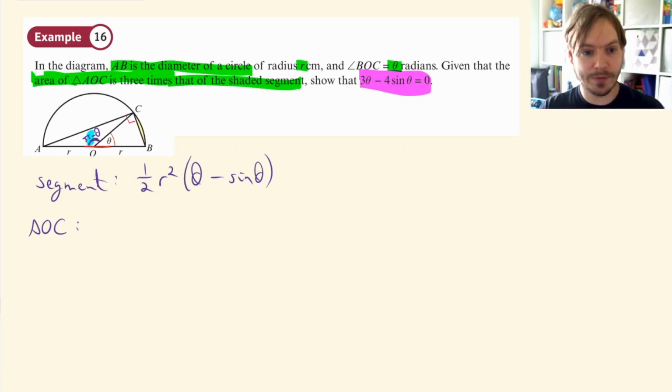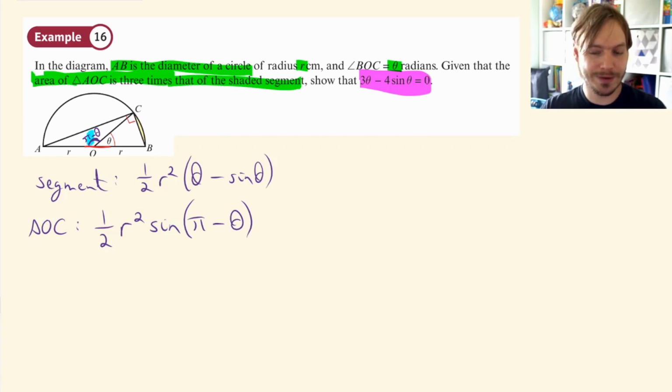So the area of AOC, this triangle, is half AB sine C. Well, A and B are both r, so it's half r squared sine, and then our angle is pi minus theta. Now at this point it would be really helpful, because in the question I only have sine theta, I don't have any kind of pi in there. It'd be really helpful if I could reorganize this somehow.